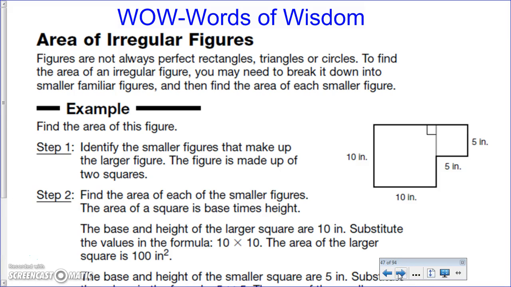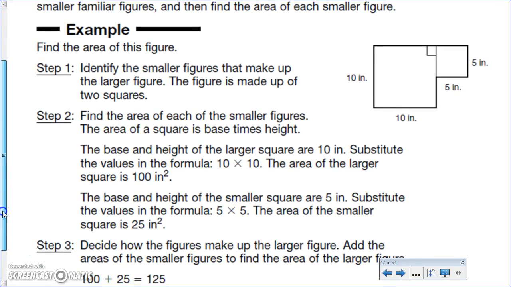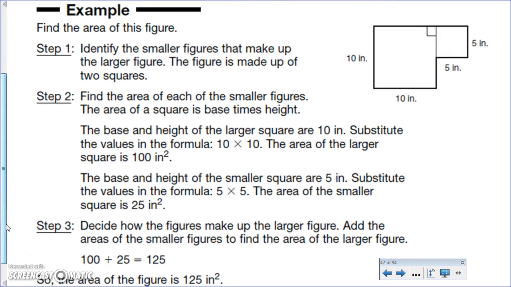The area of irregular figures. Figures are not always perfect rectangles, triangles, or circles. To find the area of an irregular figure, you may need to break it down into several smaller familiar figures, and then find the area of each smaller figure. So our example here, we need to find the area of the figure. So step one is to identify the smaller figures that make up the larger figure. This figure is made up of two squares, and they've separated them using a thin gray line there.